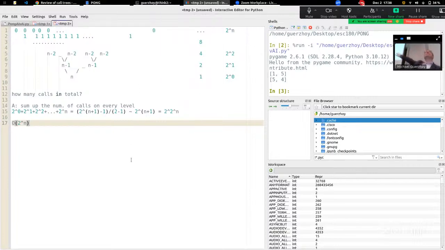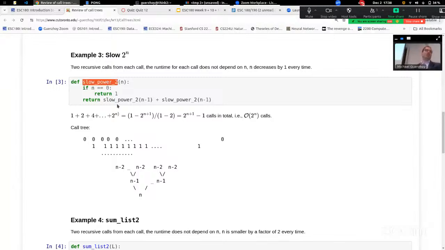All right. So does this make sense? This is O of 2 to the n, which is why it's called slow power 2.